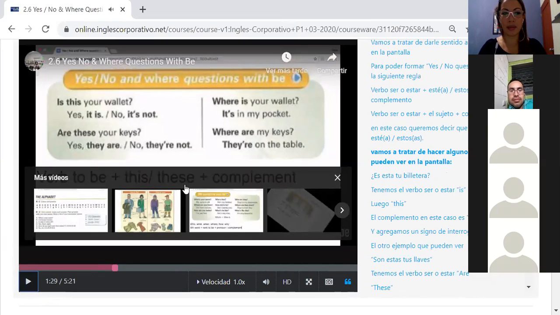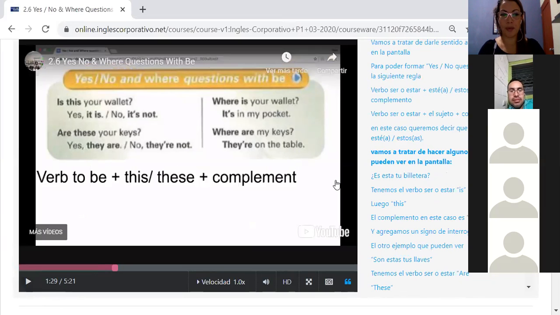So start with this. Do you remember, se acuerdan cuando usábamos this y cuando these? Can you explain us? This is singular, and these is plural. Es más corto también. This es cuando vamos a preguntar por un objeto singular. And these es plural.